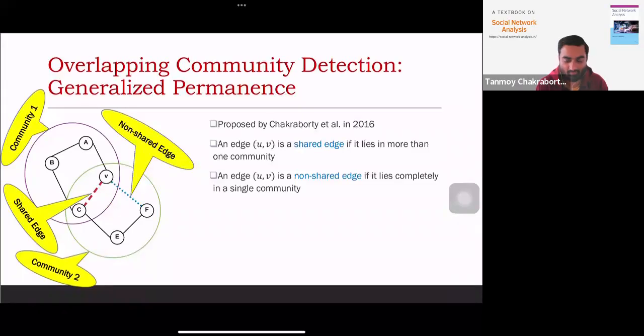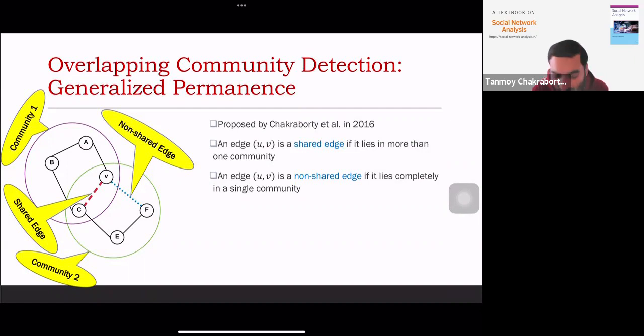Hi everyone, welcome again to the course on social network analysis, and we are continuing our discussion on community structure. Today we will try to wrap up this chapter by discussing some of the other algorithms. Some of them are recent, and we'll also discuss some of the metrics that we use for community evaluation. Okay, this is the plan.